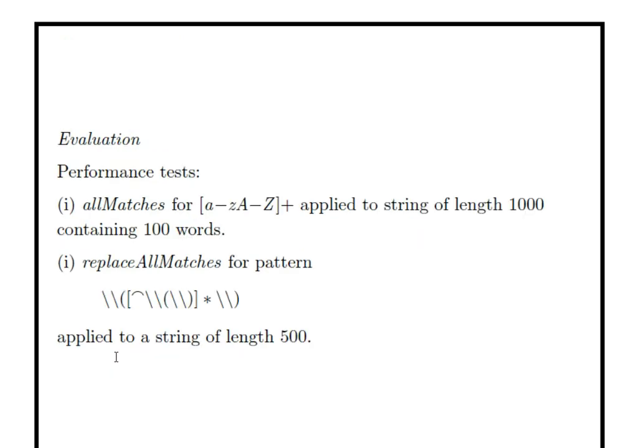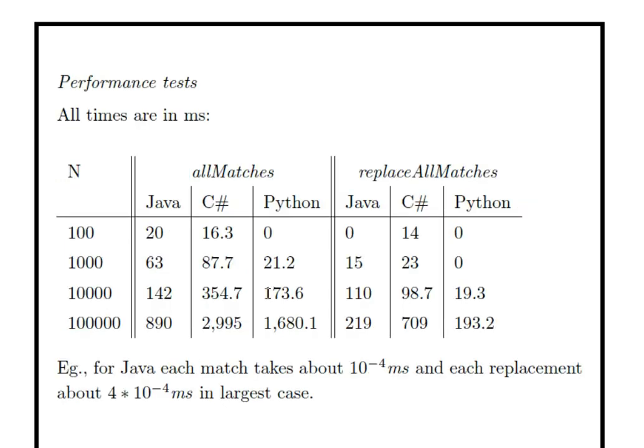Now we checked the performance of these operators, looking at some strings and various matches, checked all matches and replace all matches for a rather complicated pattern, in the case of replace all matches, looking for parentheses without parentheses inside them. These end up being quite efficient, and we can see that for the largest cases the timing takes a matter of seconds for doing 1 million, even I think 10 million different matches.